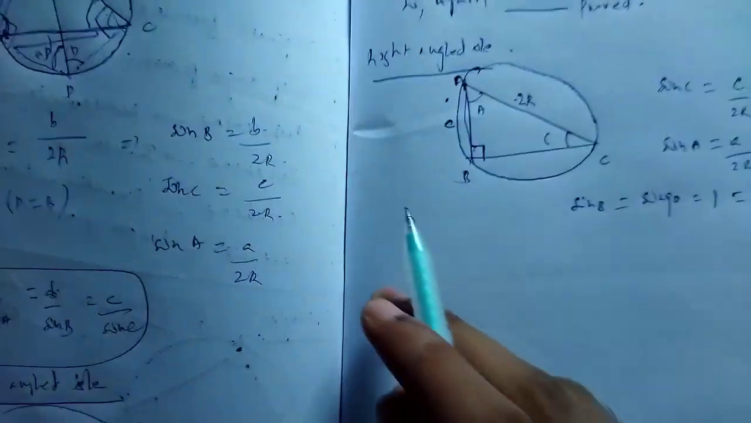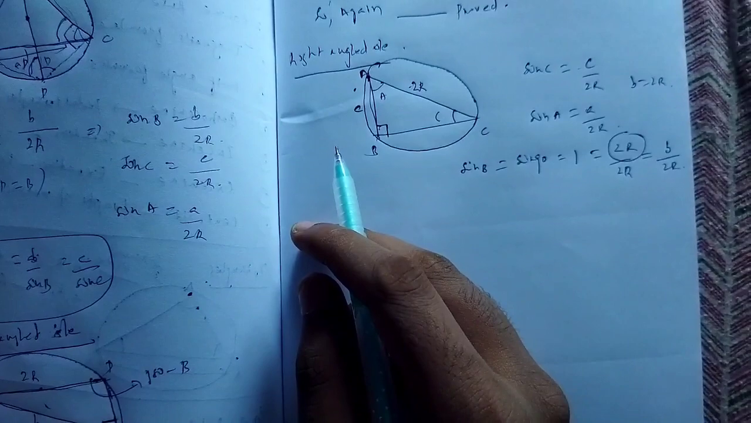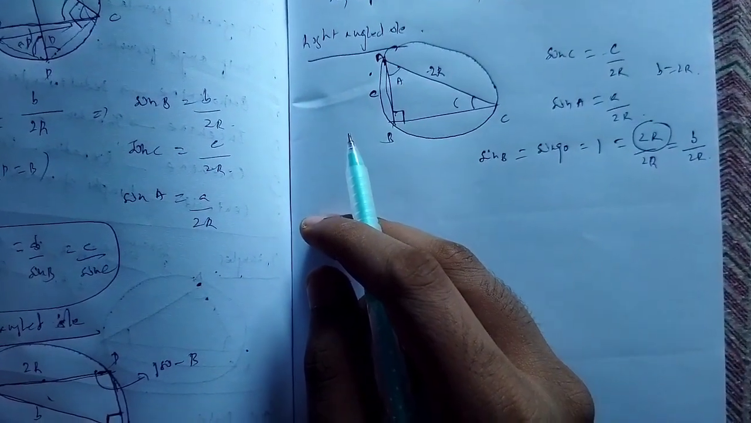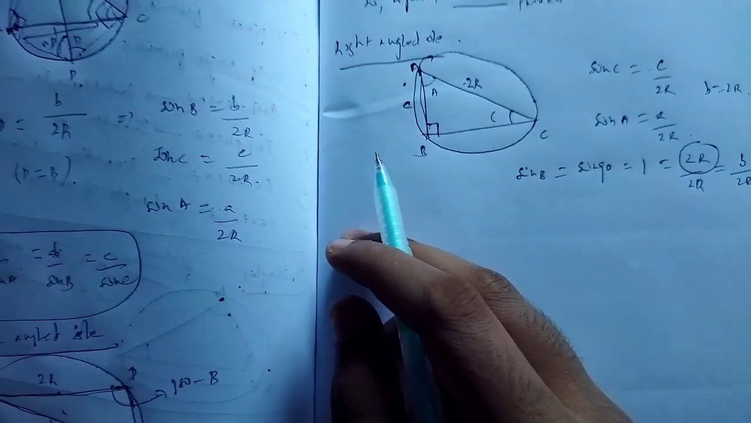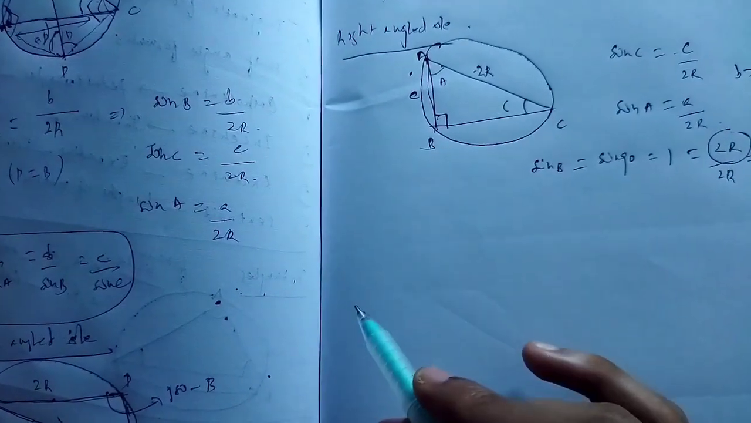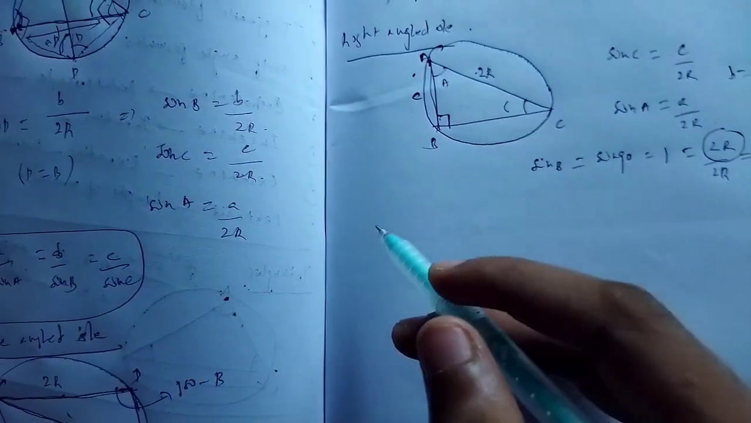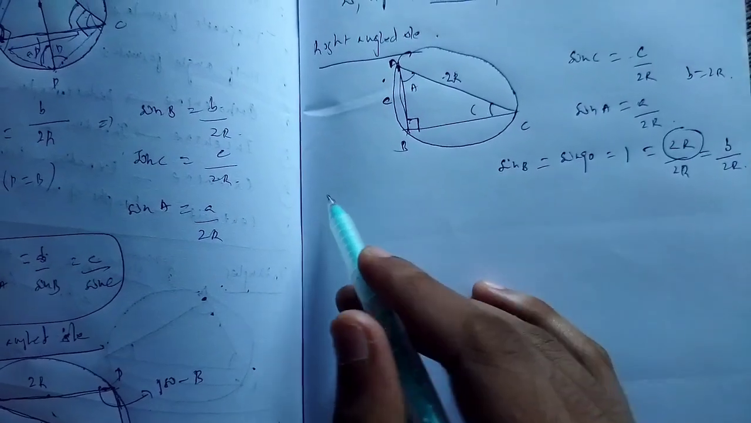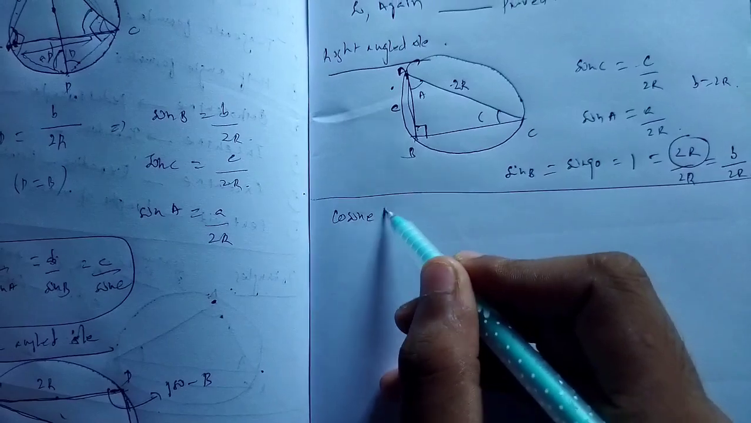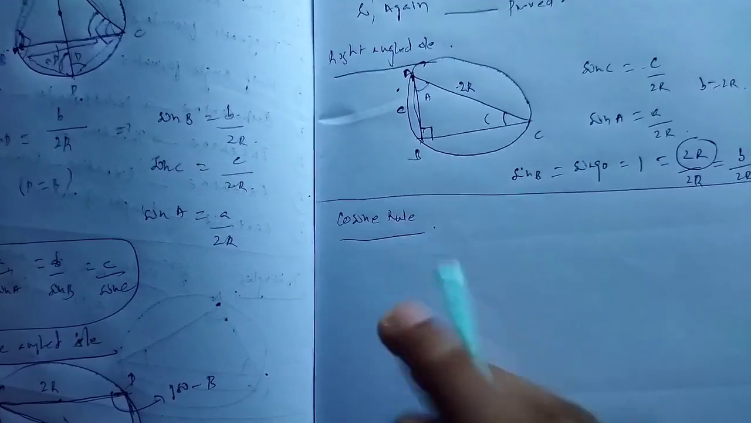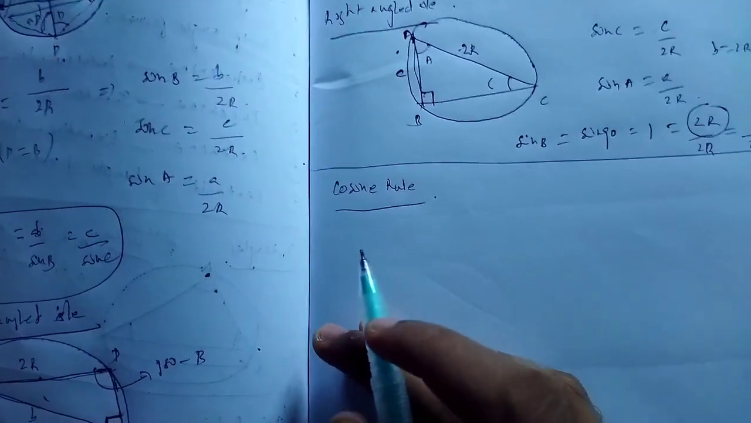So in a right angle triangle also, we proved that a by sine A equal to b by sine B equal to c by sine C equal to 2r, and hence the sine rule is proved, right? Let's get into the cosine rule, right?